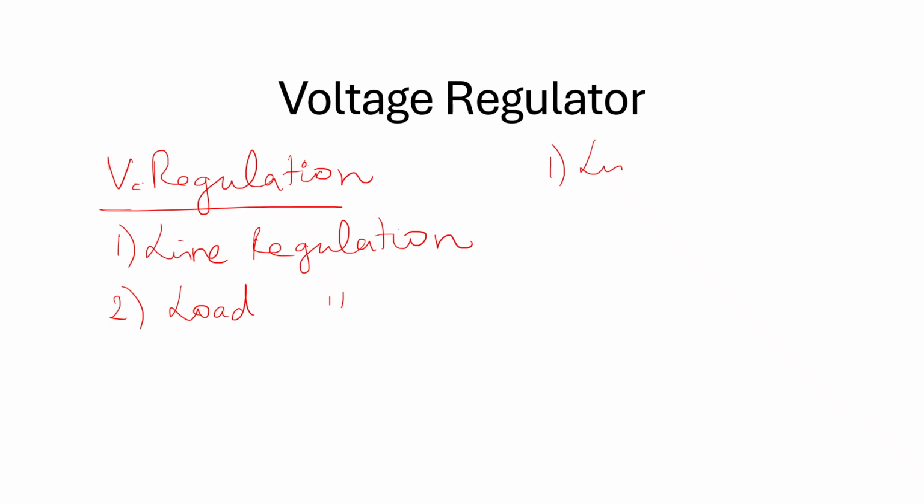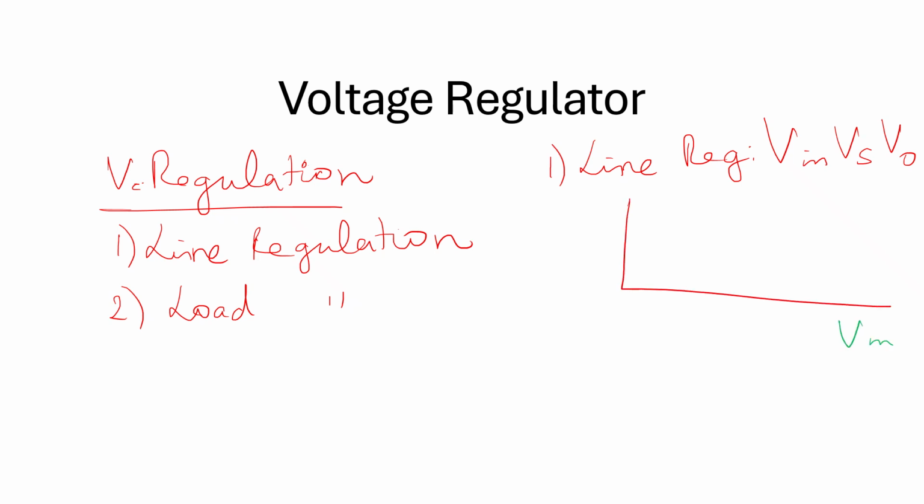Line regulation is the variation of input voltage and output voltage. Yes, Vin is taken on the x-axis and V naught is taken on the y-axis. As the input voltage varies, the output voltage will remain constant.